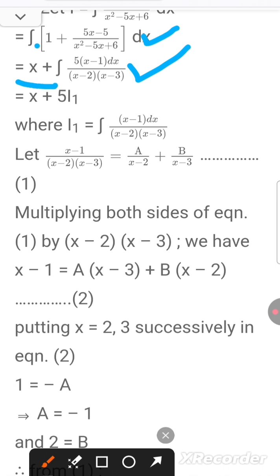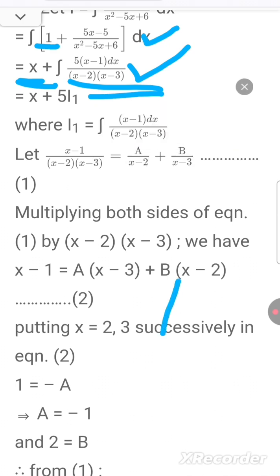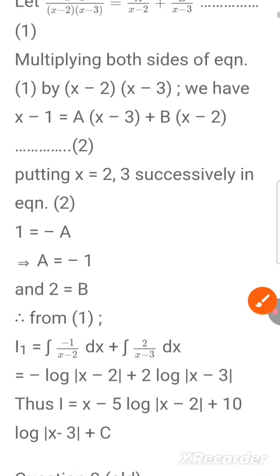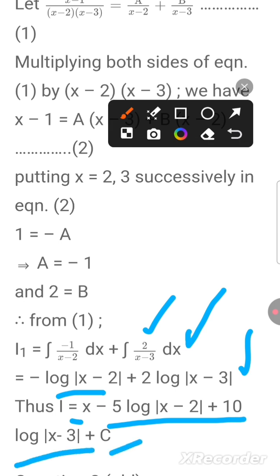So the first part of the integration of 1 is x, and the second part integration would be, let's see what it is to be. So the second part integration is 2 minus dx by x minus 2, which is log of x minus 2, and the other part would be 2 by x minus 3, that means 2 log of x minus 3. Thus the given integration is equal to x, and this is the value of I1, plus c is a must.